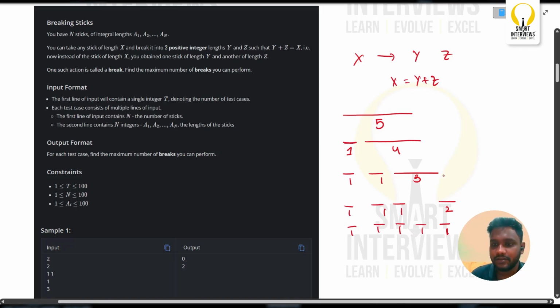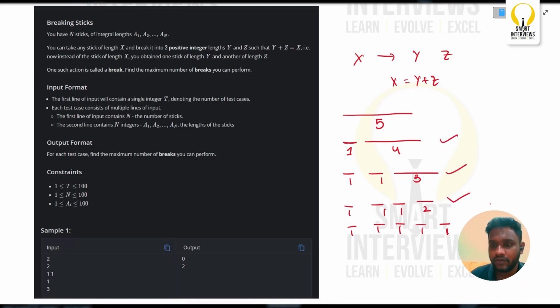So this is the maximum number of breaks we can do for each rod. Okay, so how many breaks did we get? For a rod of length 4, we were able to do 4 breaks. So one thing we can simply collect is, if the rod or stick is of length x, we can perform a total of x minus 1 breaks.